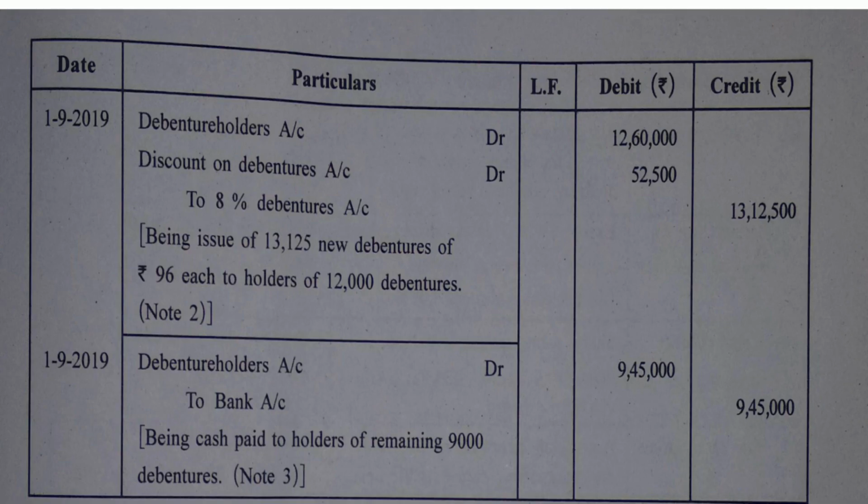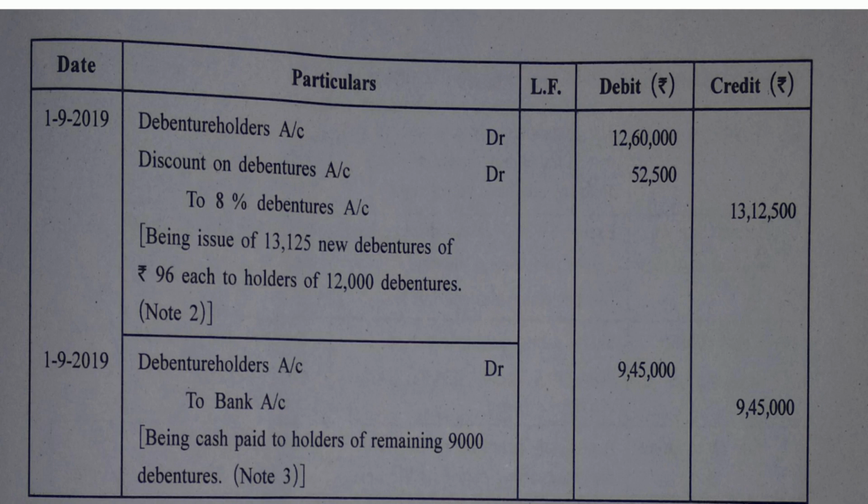Let us understand the journal entry for this. Yes, debenture holders account debit 12,60,000. How? 13,125 into 96. Now obviously you know there is a discount of rupees 4. So discount is an expense. Hence it has been debited. Discount on debentures account debit 52,500. How? 13,125 into 4. Finally to 8% debentures account 13,12,500. Yes? Debentures is a liability. New debentures have been given. So, to 8% debentures account. Yes?